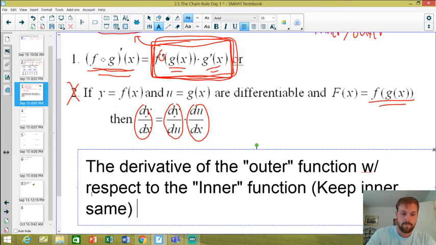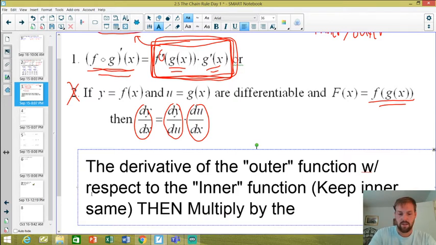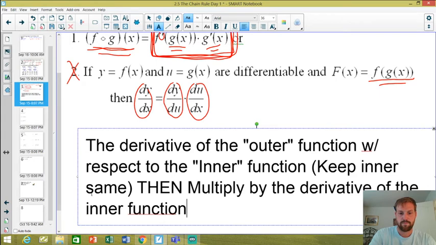Then multiply by the derivative of the inner function. Okay. Now, the reason it's called a chain rule is because we can have this happen more than once, especially if we have a function within a function.